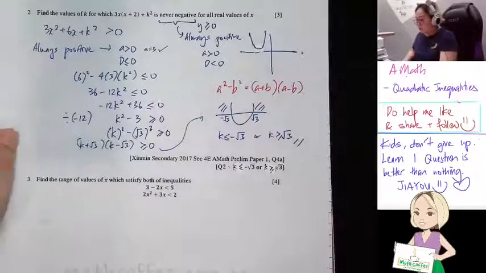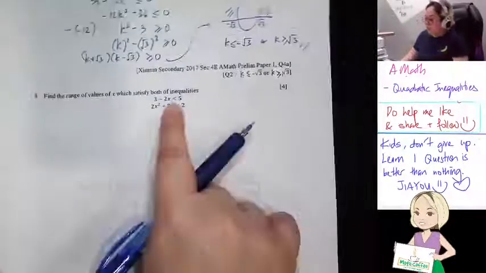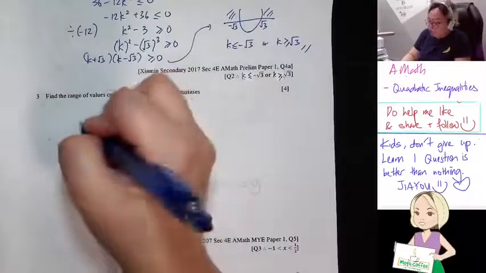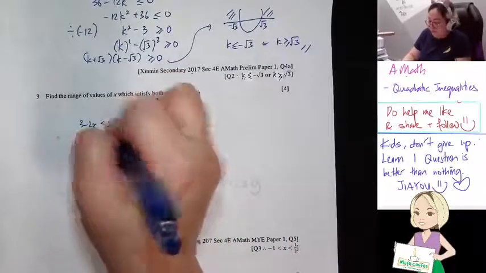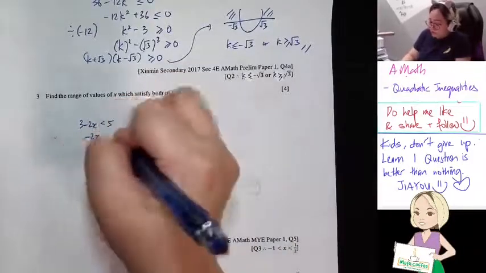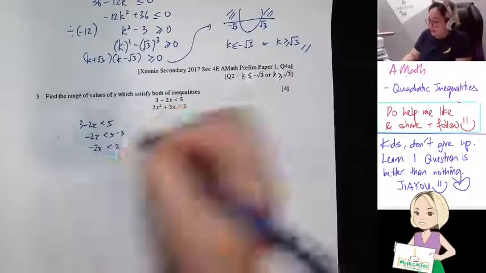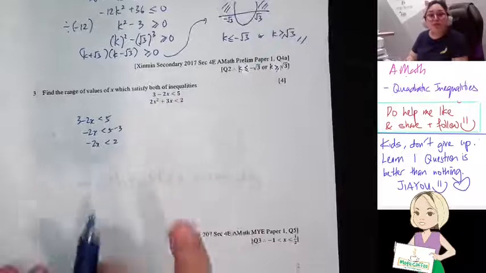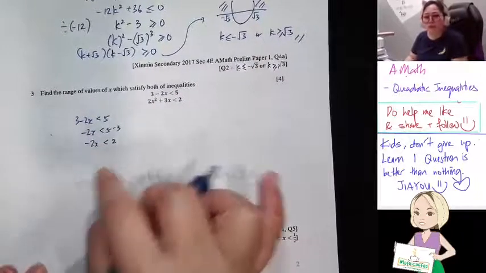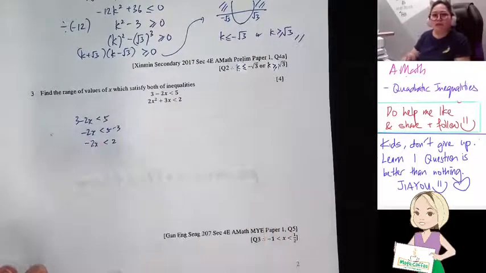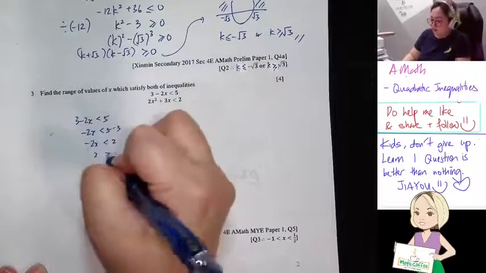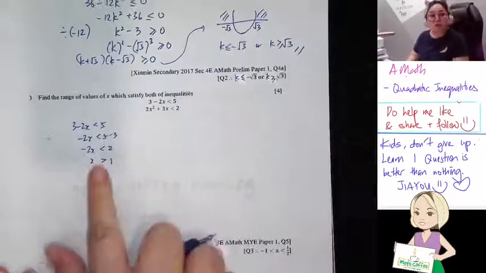Okay, so let's move on. Now over here, I'm going to do this range. So it will be 3 minus 2x less than 5. So it's minus 2x less than 5 minus 3. So minus 2x is less than 2. So for this inequality, I'm going to divide by negative 2. If I divide by negative 2, I need to flip my mouth. So my x is more than 1. So this is one range.